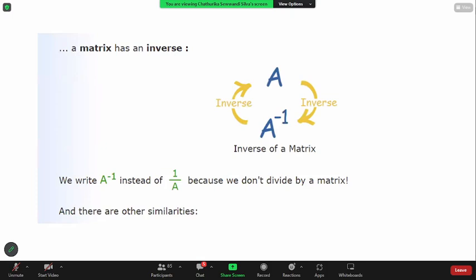So instead of that, we are bringing in the concept called inverse. If A is a matrix given, the inverse can be indicated like this. We write A inverse instead of 1 divided by A. In the matrix world, we are not normally writing 1 divided by A. Instead, we write A to the power minus 1, because we don't divide by a matrix. So this is the notation for the inverse of a matrix.